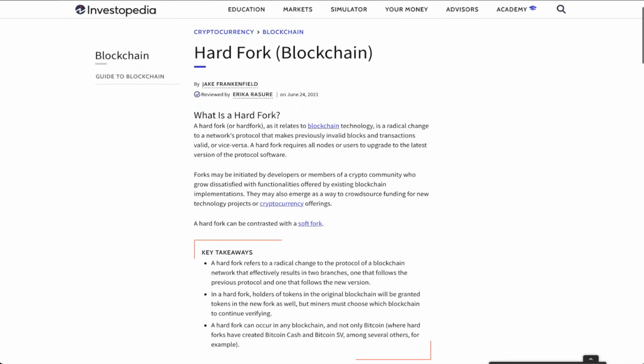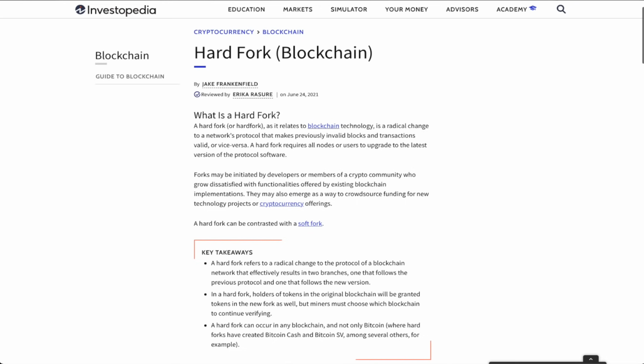So with that being said, let's start with hard forks. What exactly is a hard fork? If we take a look at Investopedia's website on hard forks in relation to blockchain, it says: what is exactly a hard fork? A hard fork, as it relates to blockchain technology, is a radical change to a network's protocol that makes previously invalid blocks and transactions valid, or vice versa. A hard fork requires all nodes or users to upgrade to the latest version of the protocol software.